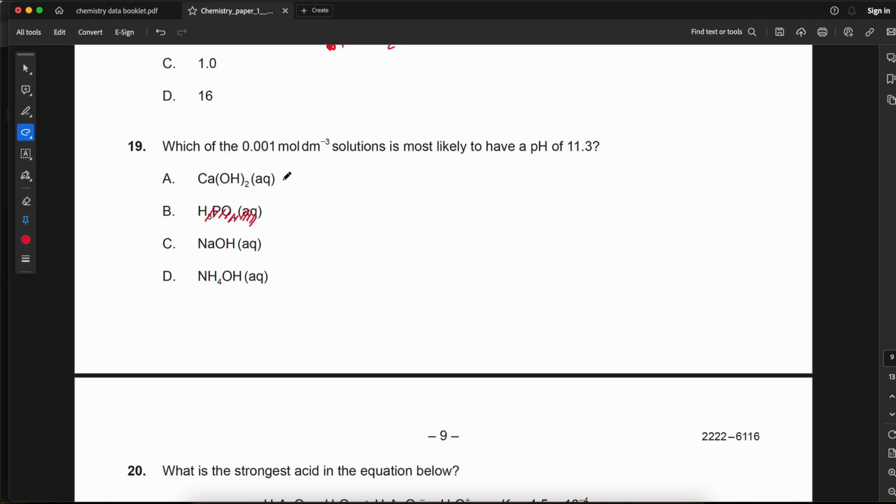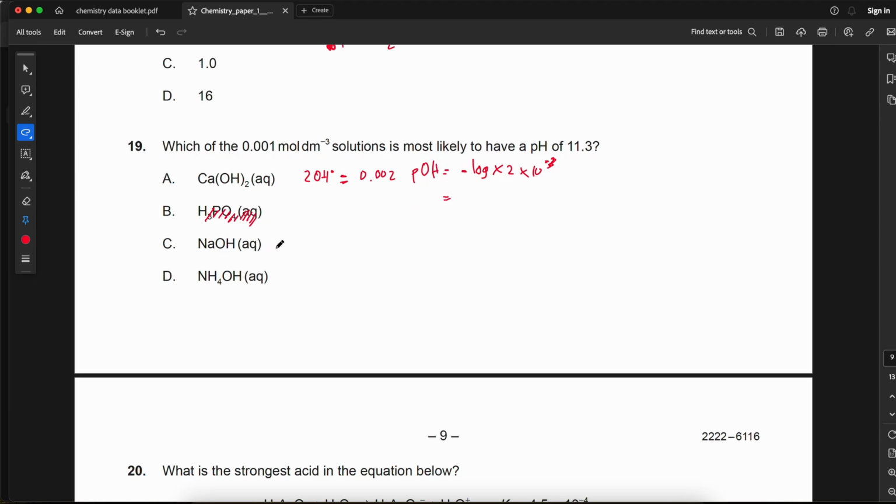Let's check for A. It's a strong base, completely dissociates, and it has 2 OH, so 2 OH minus. So 0.001 times 2 would be 0.002, so pOH would be negative log of 2 times 10 to the power negative 3. You don't have a calculator here, so let's leave this first.